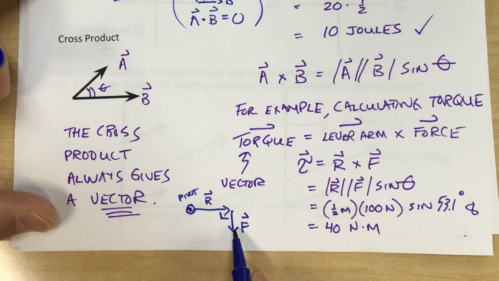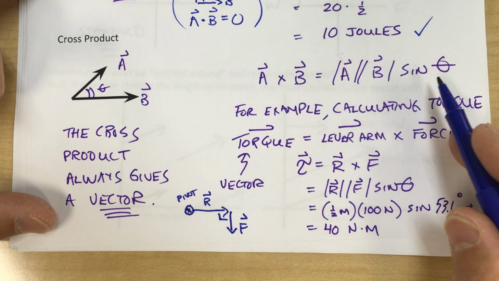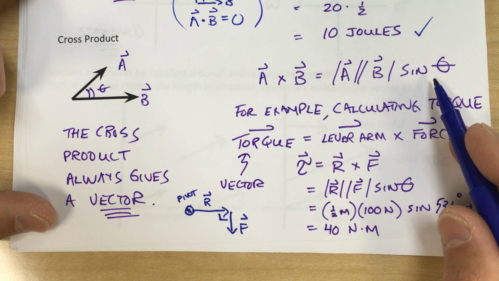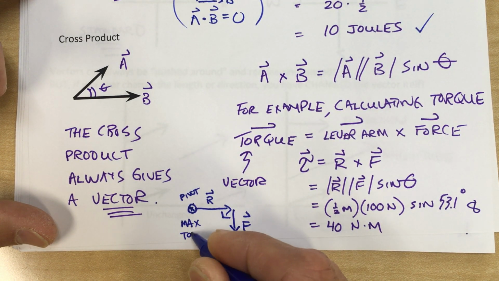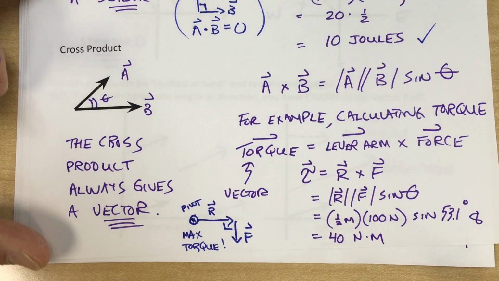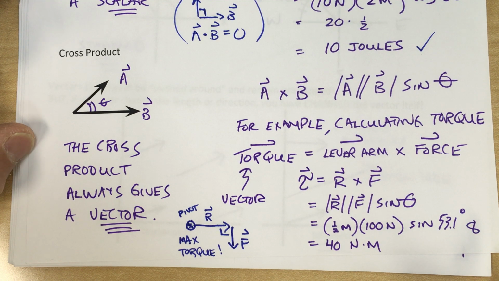Think about opening up a door. That's what you want to do: apply the force perpendicular to it. To get the most torque, you need to make that angle as close to 90 degrees as possible. The sine function takes that into consideration, because the sine of 90 is equal to 1. So in this case, we would say that this is a maximum torque.